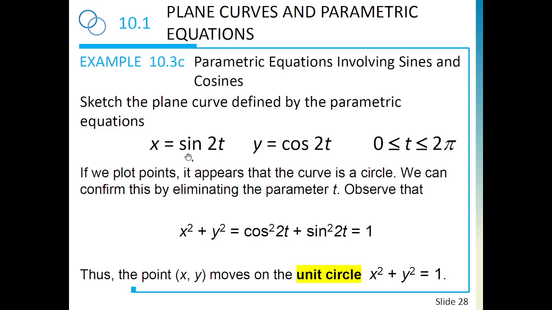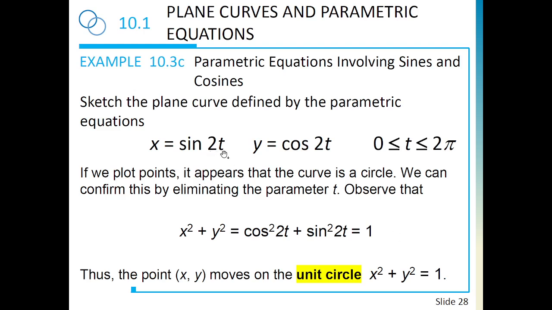Another example here, sine 2t and cosine 2t. Here t goes from 0 to 2 pi. What we will observe again, if I square both of them and I add them, it's again the unit circle. So this is the third time I get the unit circle as a shape, and it's centered at (0, 0) with radius 1. Beautiful.